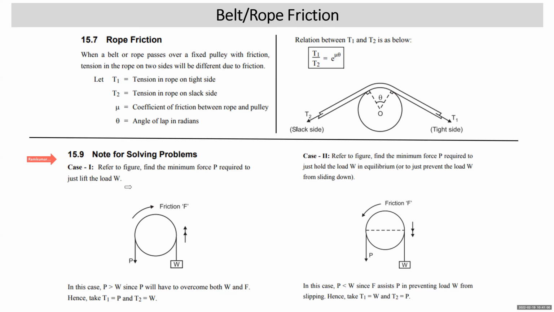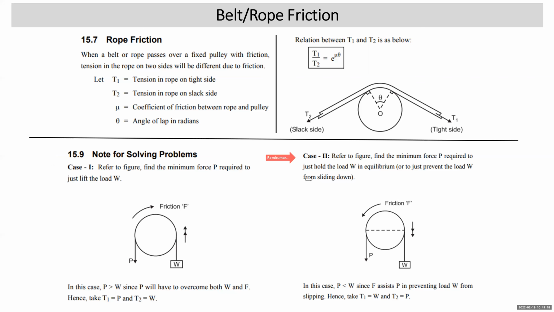When you come across this kind of wording, when you have to find the minimum value of P required to raise the load, to lift the load, in that case the value of P will be greater than W. The reason is that P has to overcome not only the weight W, but also friction. So hence, T1 will become P and T2 will become W.